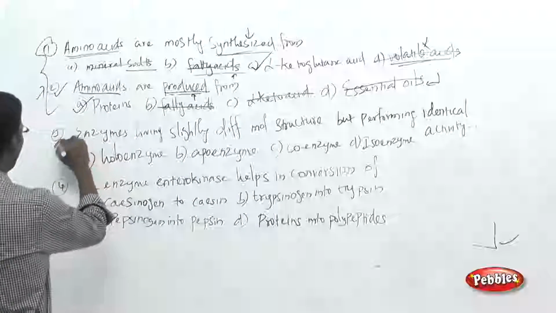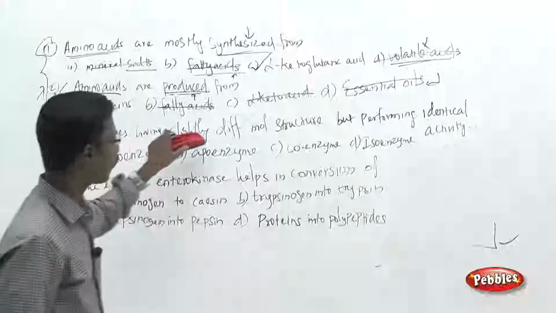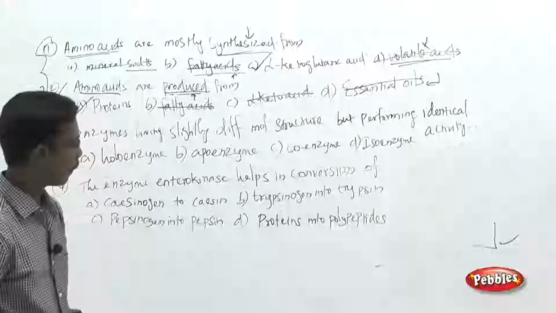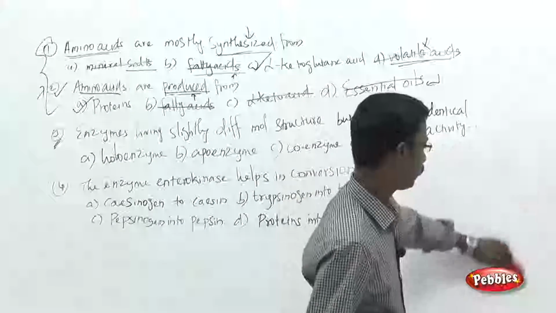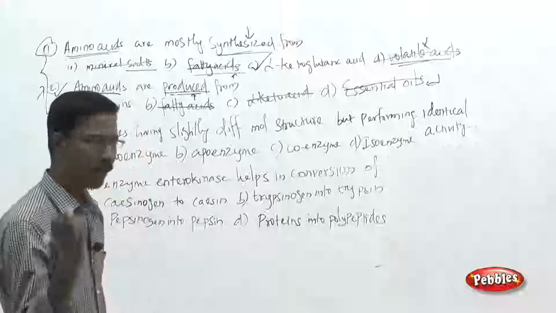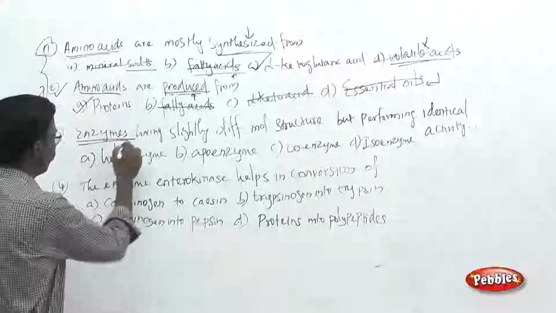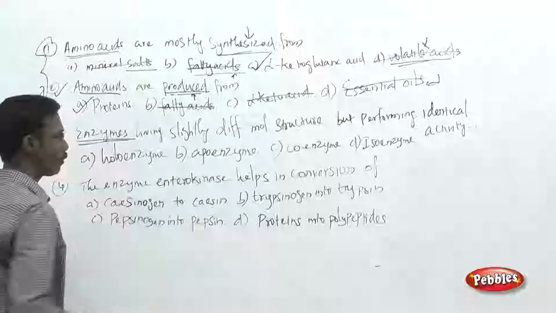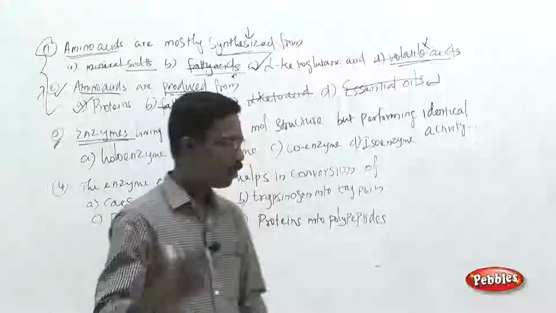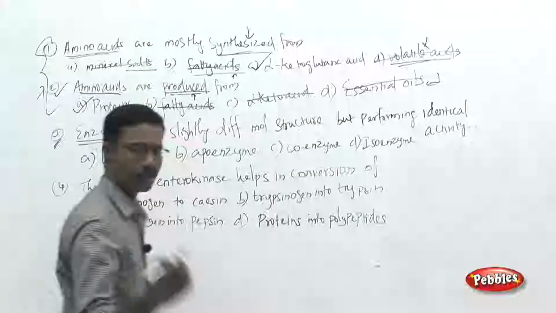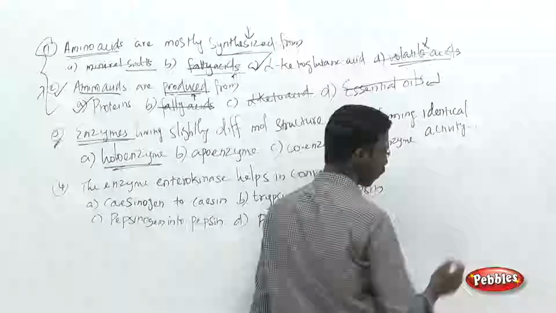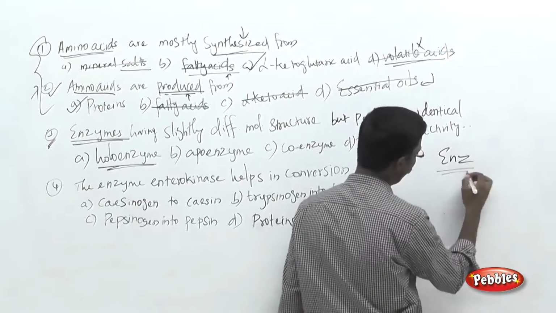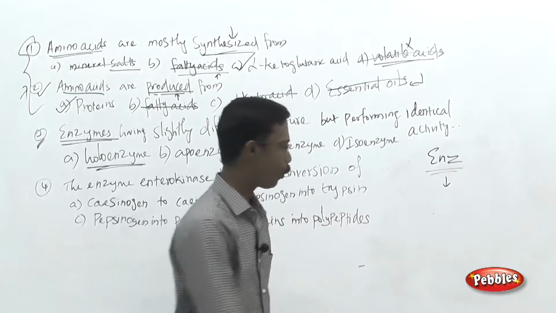So see the third question: the enzymes having slightly different molecular structure but performing identical activity. We have seen something about the enzymes in the introduction classes, so now we will recall something about the enzymes. There are so many different terms you have to remember about enzymes: holoenzyme, apoenzyme, coenzyme and isoenzyme. So what is holoenzyme? As I told you in the introduction classes, enzymes are normally made up of many subunits. Most of the enzymes are proteins.